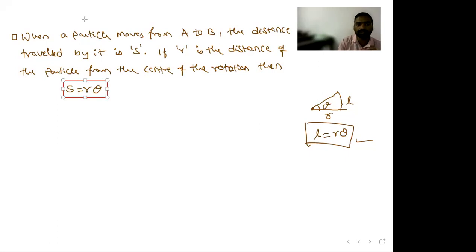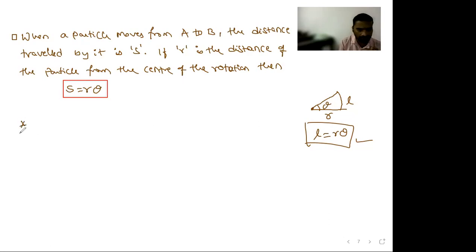This is the relation between angular displacement and linear displacement. This is linear displacement S. This theta is angular displacement. So S is equal to R into theta. Whenever the linear displacement is given, if you are asked for the angular displacement, you should know S divided by R is equal to theta. Okay, so next point.